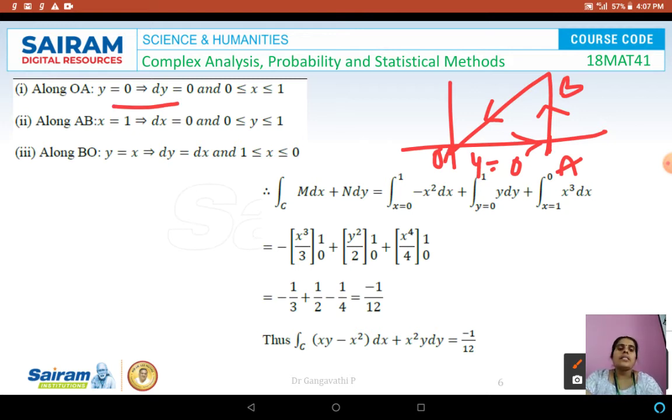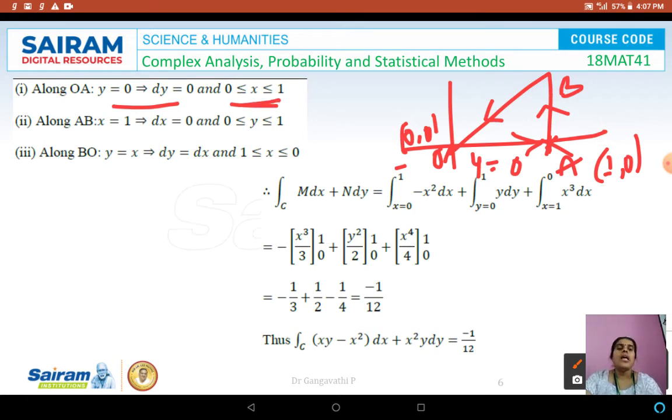So OA is your horizontal axis, that is the x-axis. There is a possibility for only x to vary in a horizontal direction, and it varies from 0 to 1. The point O has coordinate 0, 0, and this point has coordinate 1, 0. If you observe the x coordinates at both the points, it is 0 to 1. So we will write the limit for x as 0 to 1.